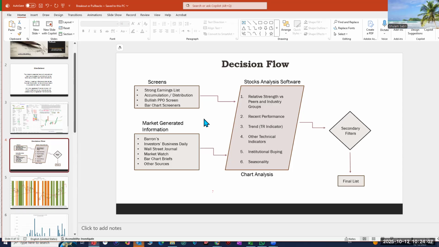But the way we select our stocks, the way our system works, is a complex process. This is our decision flow. We have different screens, our own screens: bullish preview screen, strong earnings list, accumulation distribution list. Then we have market information generated from different sources like Barron's, Investor's Business Daily, Wall Street Journal, and others. Then it comes to our software. We just focus on leading stocks and leading industry groups. So we measure their relative strength, peer industry versus industry and other groups as well, and the broader index as well.